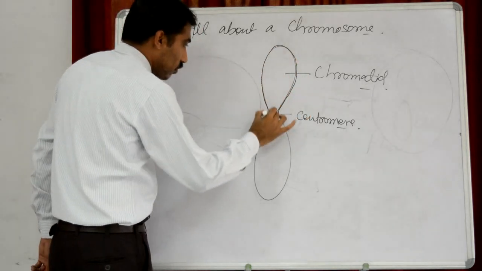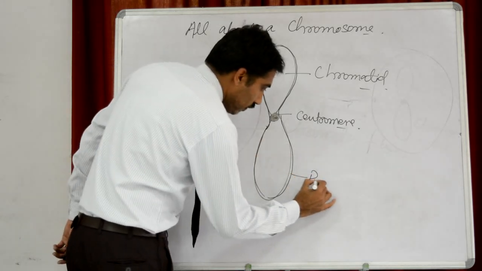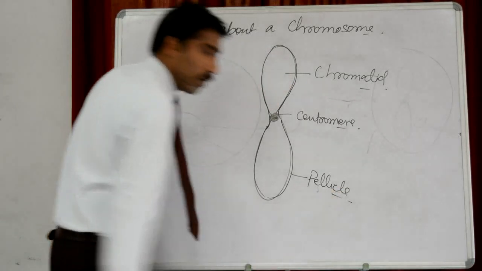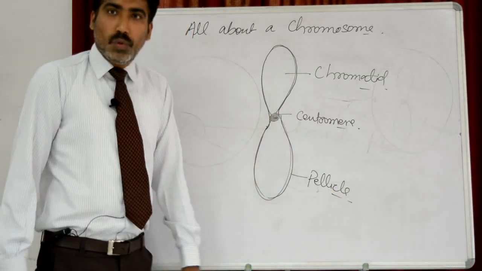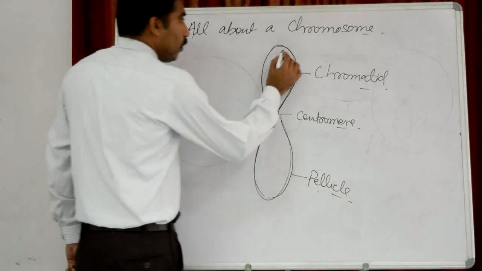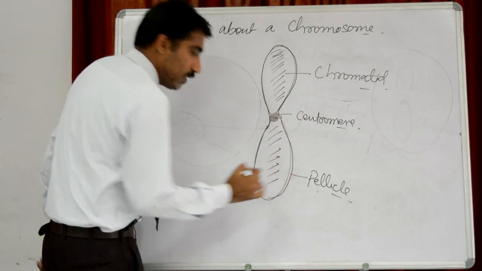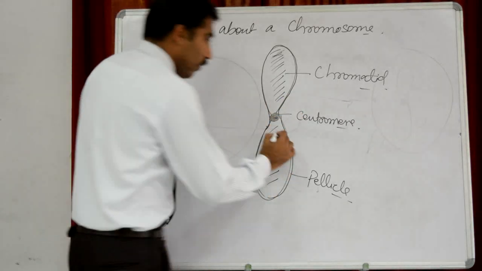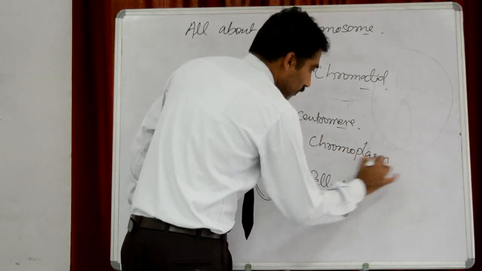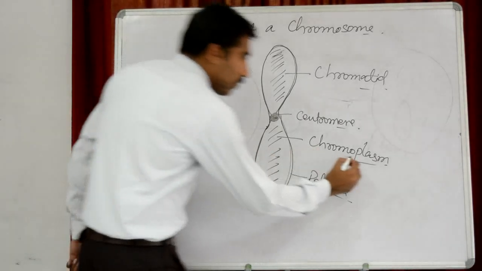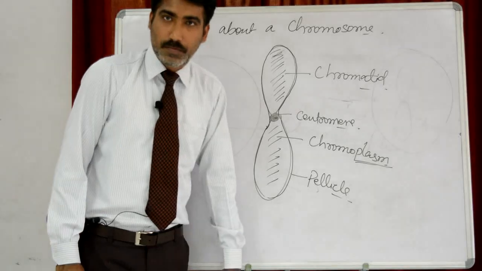There is an outer membrane present. The outer membrane of the chromosome is known as pellicle. Okay. I would like to tell you about one interesting thing, that there is a fluid-like material present inside the chromosome. It is actually the matrix of the chromosome which is known as chromoplasm. Plasm means liquid, and the liquid which is present inside the chromosome is known as chromoplasm.